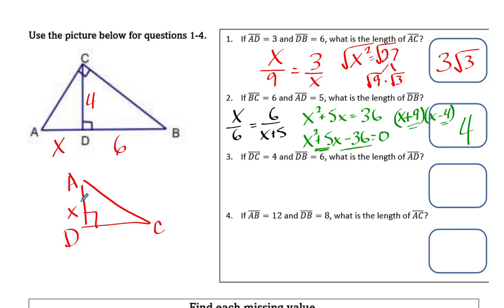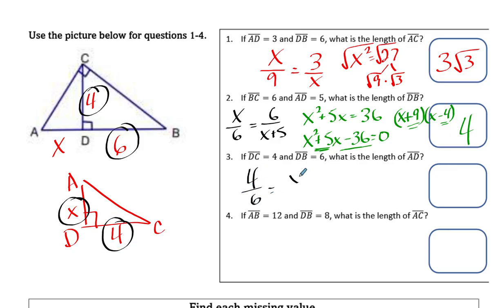So AD is X, CD is 4. That's enough for me to compare these. 4 over 6 is X over 4. So we're going to cross multiply. You get 16 equals 6x. This one we could just write as a fraction. That's 16 divided by 6, or 8 over 3. If you want to write that as 2.6 repeating, you also could do that. You can write that as a decimal or as a fraction.